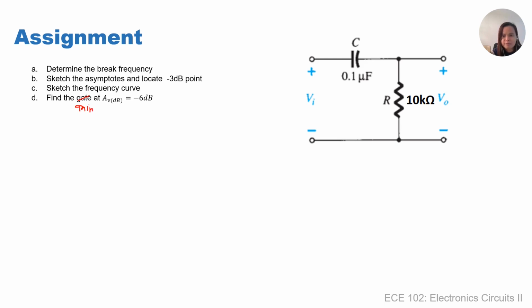The assignment would be the same circuit, just replace the value of the resistor with 10 kilo ohm. I think that's it for the low frequency Bode plot for a BJT amplifier. Next, we'll discuss the low frequency response of a FET amplifier. Thank you for listening.